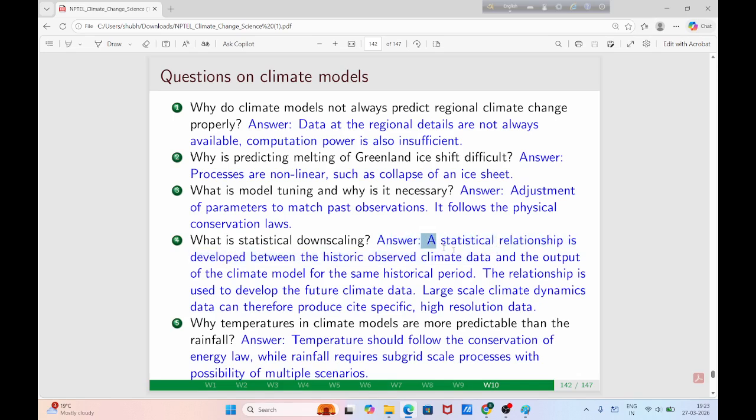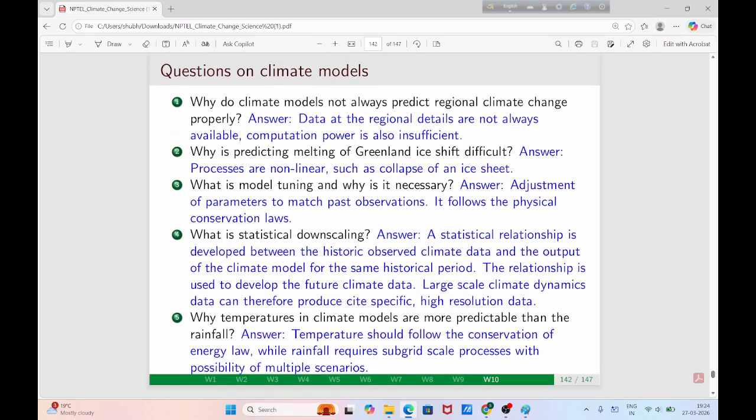In statistical downscaling, the statistical relationship is developed from the model output and the historically observed climate data. So you might have weather stations in that particular 10 by 10 kilometer box and you have statistical data. From that data, you assist the model and you will get some relationship between the data and the regions inside the grid scale. From that, they can produce site specific or high resolution data that is applicable for local regions.